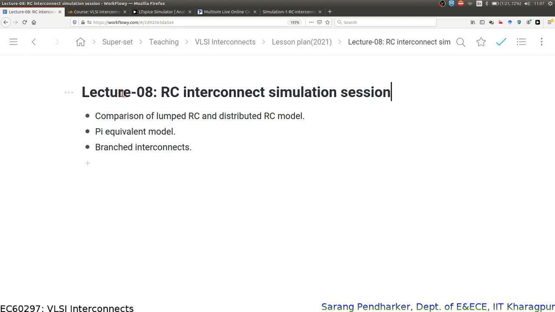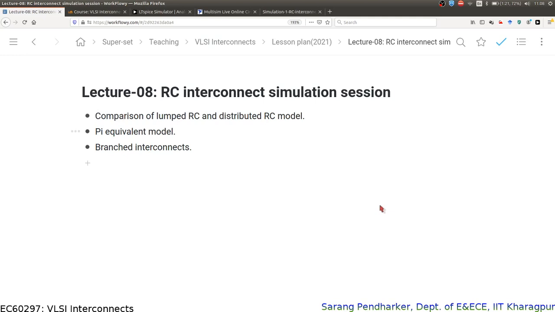So far what we have seen is a distributed model for RC interconnects. We have seen the Elmore delay in interconnects. We have seen Elmore delay in branch interconnects, and we have seen pi equivalent model, which helps us emulate the interconnect delay as per the Elmore expression. So with that background, we will today do some simulations and test some of the theoretical expressions which we had derived in the previous lectures.